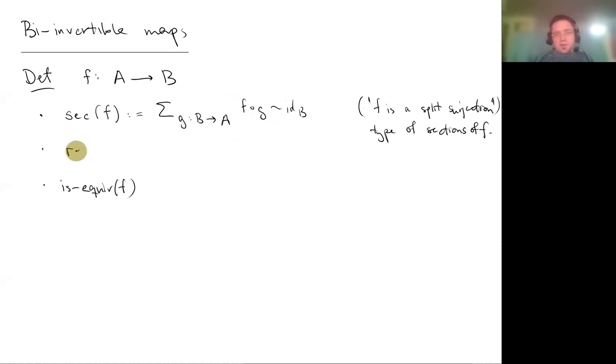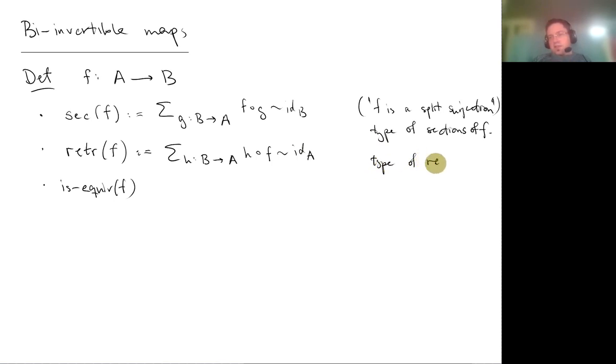And dually, we have the type of retractions. We just swap the roles. I'm going to use a different letter for clarity. So let's say sigma type of an h, again from B to A, and then h composed with f homotopic to the identity on A. So now f is a section of h, or in other words, h is a retraction of f. But since we fix f and we take the sigma type of the h, this is the type of retractions of f.